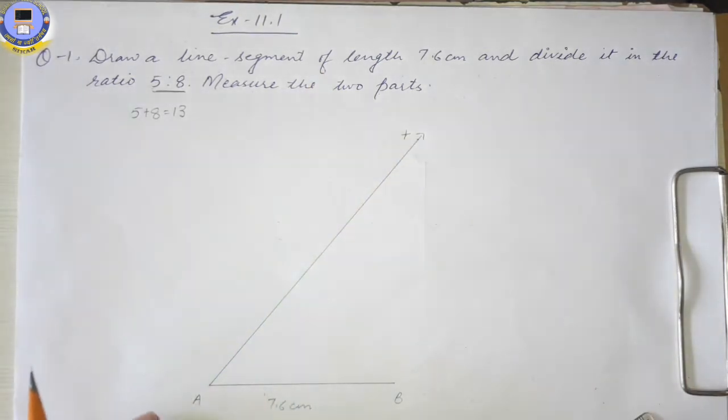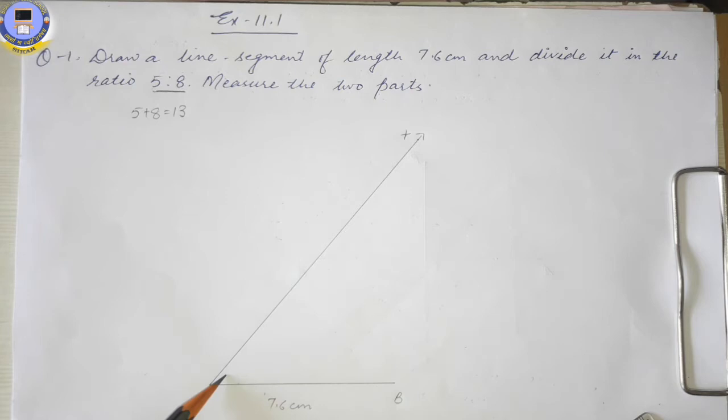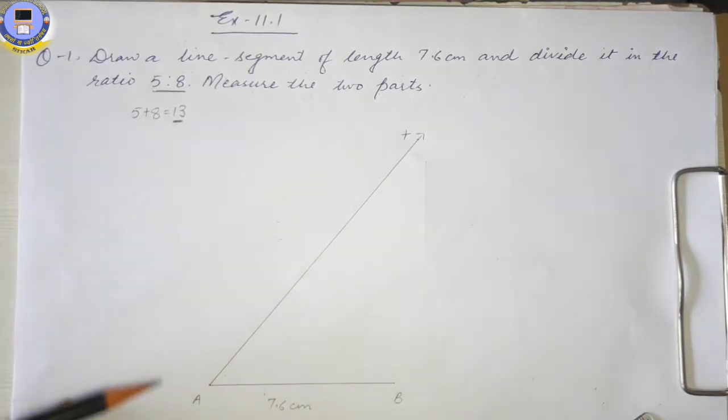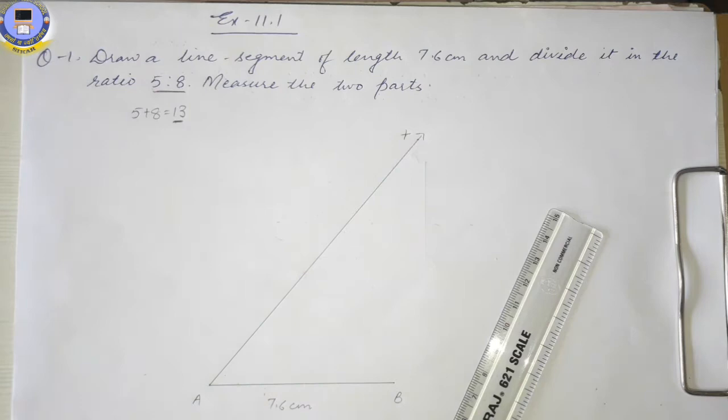Simply you have to draw a ray. There is no need to construct a particular angle. You have to directly draw a ray in such a manner that we must get angle BAX as acute angle. This angle must be acute. Okay. Now next step is we will draw 13 equal arcs on this ray AX. Okay. You can extend this ray or you can cut arc of smaller size.